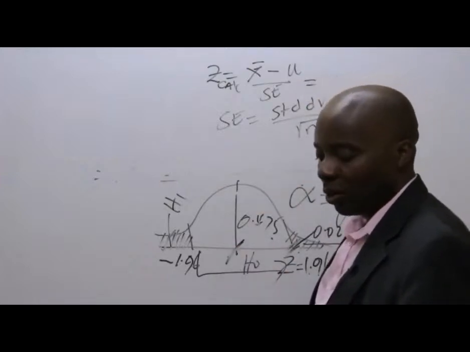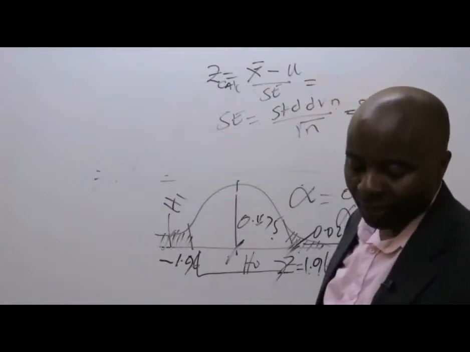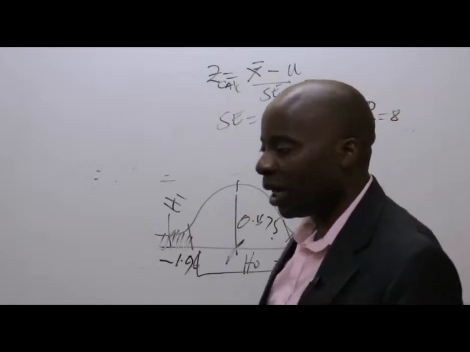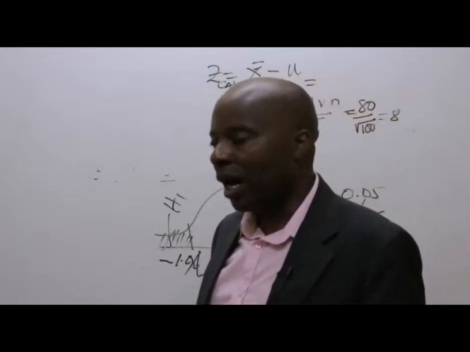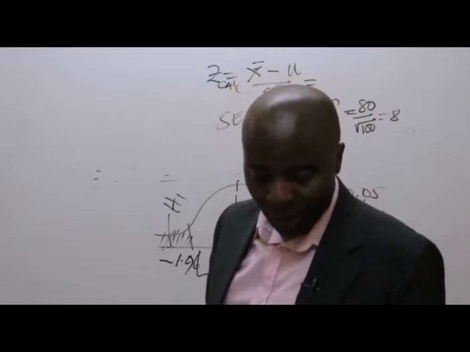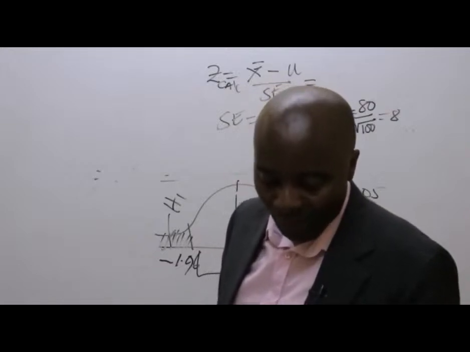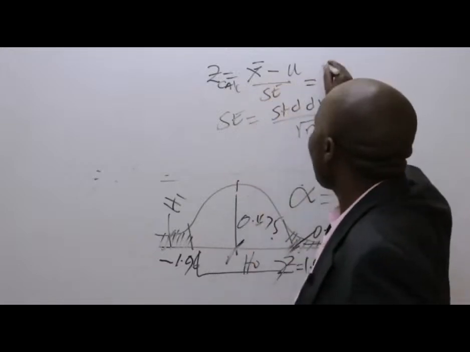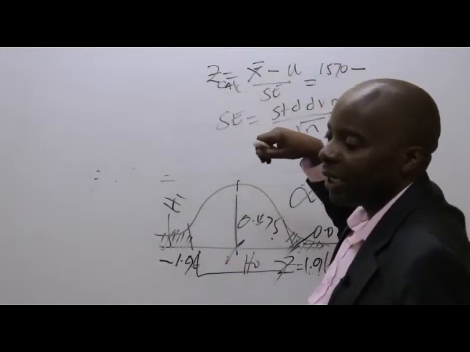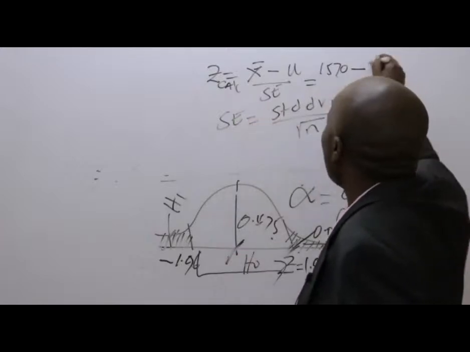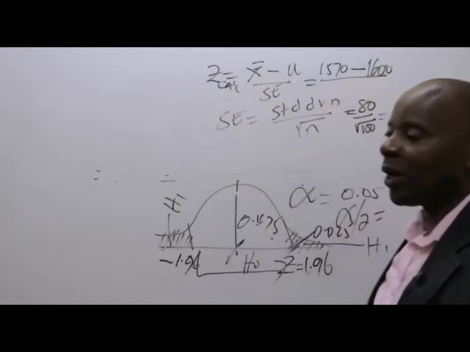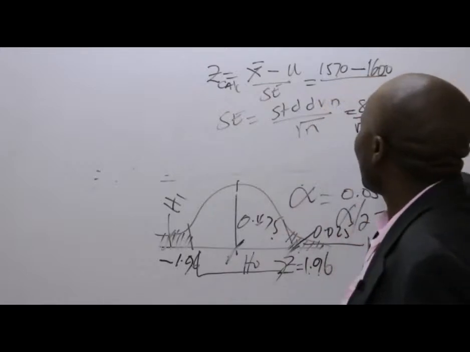So what is our X bar? Remember, X bar is the sample mean. Please write somewhere there that X bar is a sample mean. Our X bar, the sample mean, the one that we sampled, is 1570. So we have 1570 minus mu, the population mean, the one being tested, which is 1600, all over the standard error that you got correctly, which is 8.